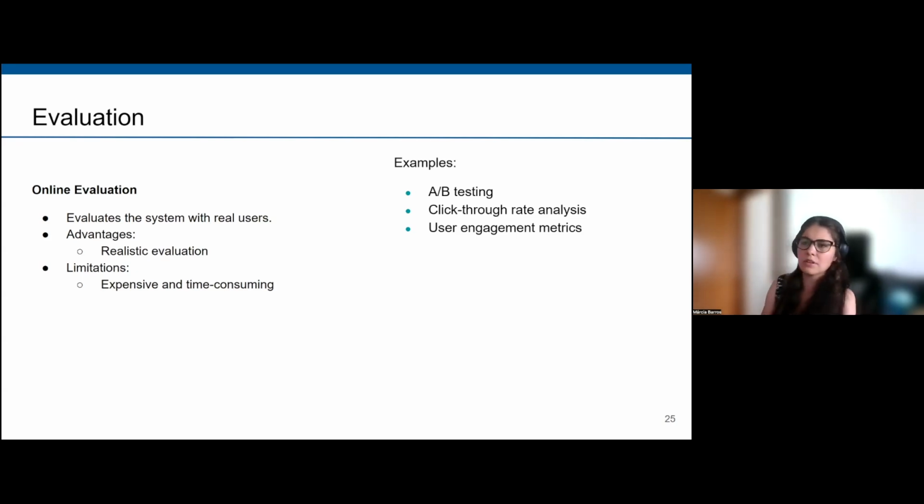We also have an online evaluation, which is very rare in biomedical fields and very difficult to perform. It will evaluate the systems with real users. The advantage is a more realistic evaluation, and the limitation is that it's expensive, it's time consuming, and we really need to deal with people here. One of the most used methods is A/B testing, which is done in several platforms.